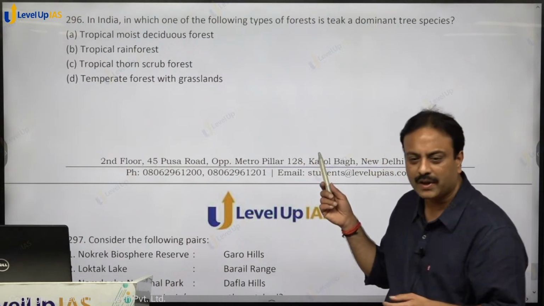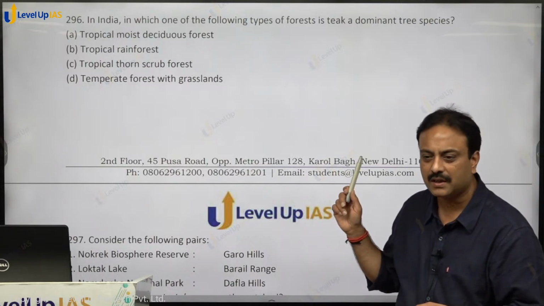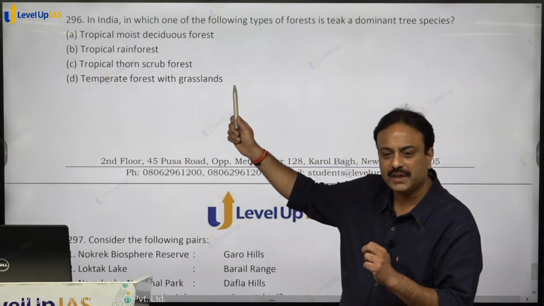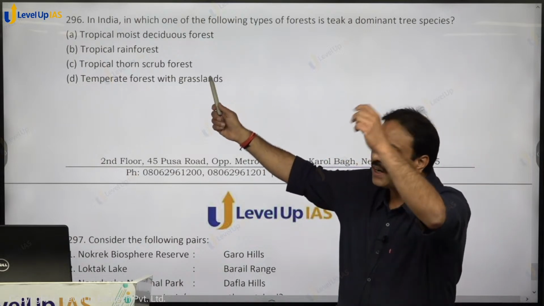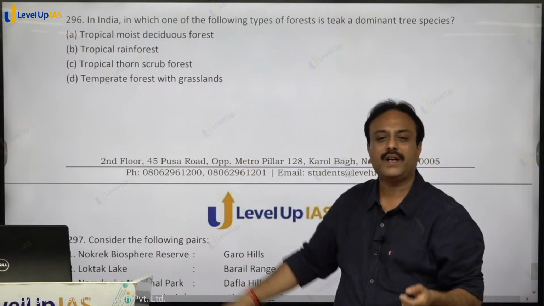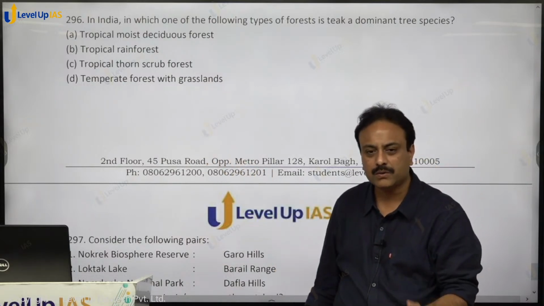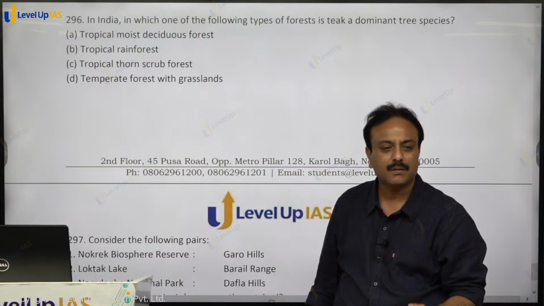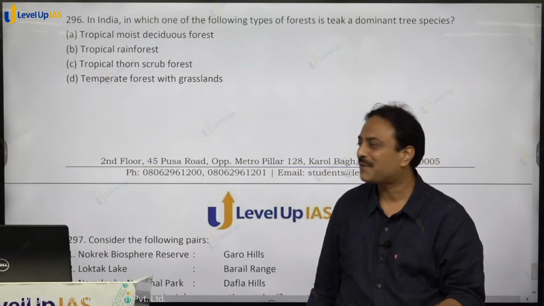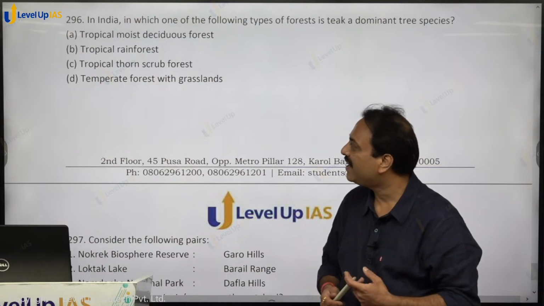Here we have only one option in which deciduous is there. Clear? So it will be tropical moist deciduous forest. What are the trees of the tropical rainforest? Mahogany, ebony, rosewood, gutta-percha, breadfruit, jackfruit. They are tropical rainforest.